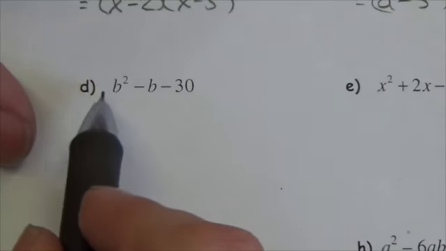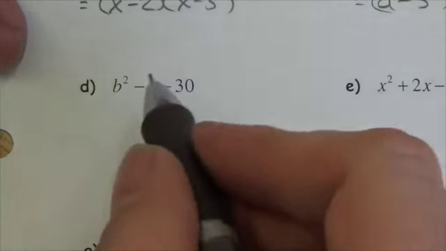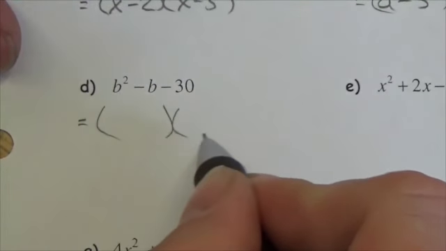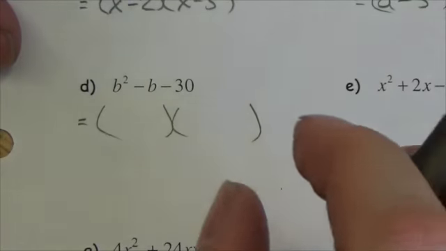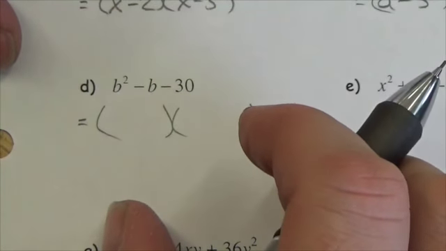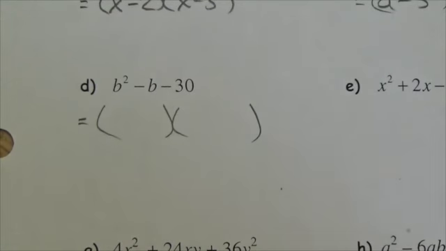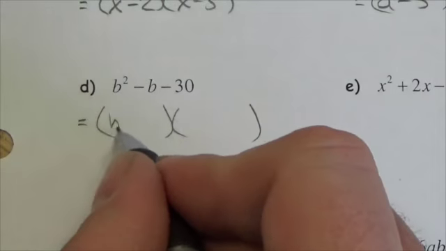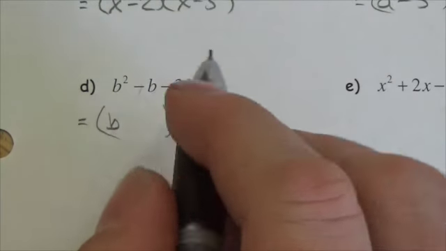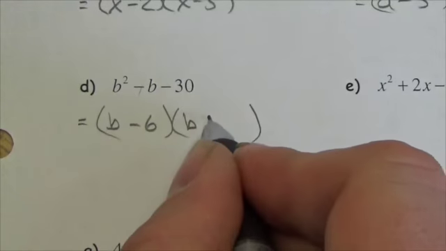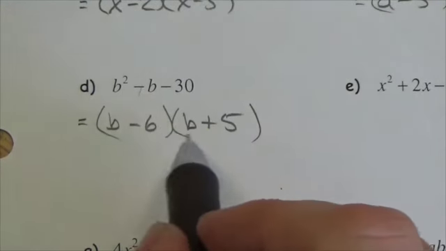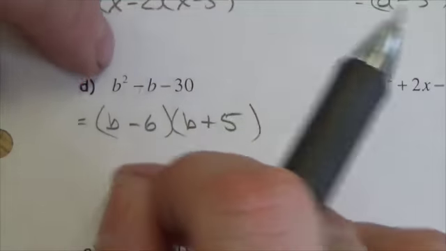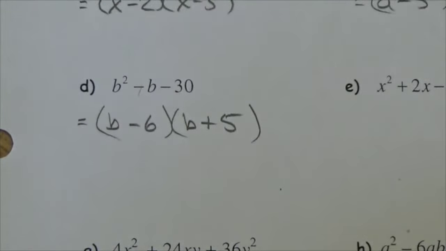Down here, this one, b squared minus b minus 30. Okay, so I'm looking now for factors of negative 30 that have a sum of negative 1. Okay, well again, I've got 1 and 30, nope. 2 and 15, no. 3 and 10, no. But 5 and 6 again, yeah, that would work. So if it's going to be negative, then the larger number has to be the negative one, the smaller number has to be the positive one, so that the sum ends up being negative 1 there. And there we go. That's how that would have to factor.